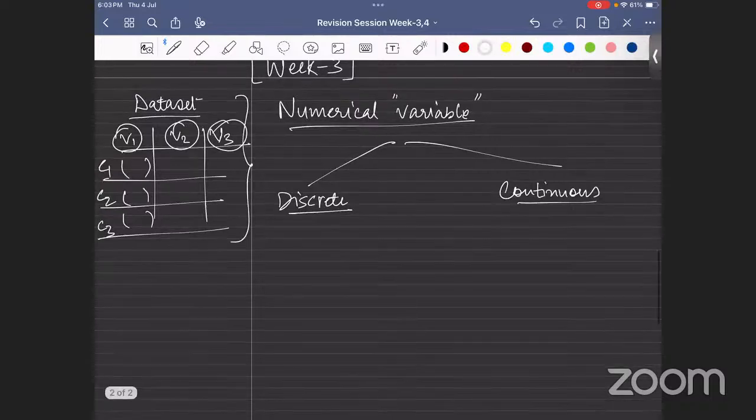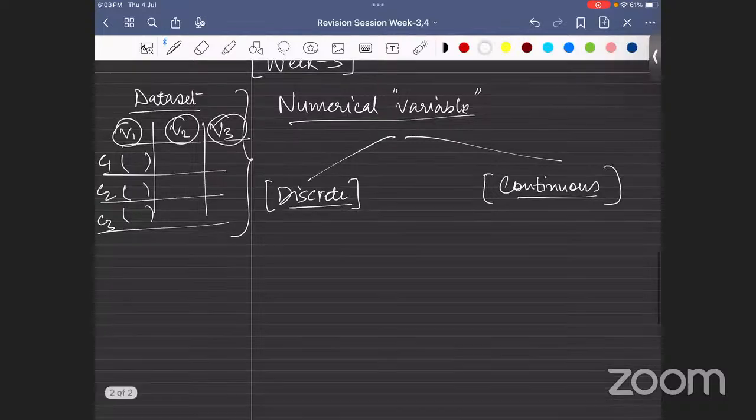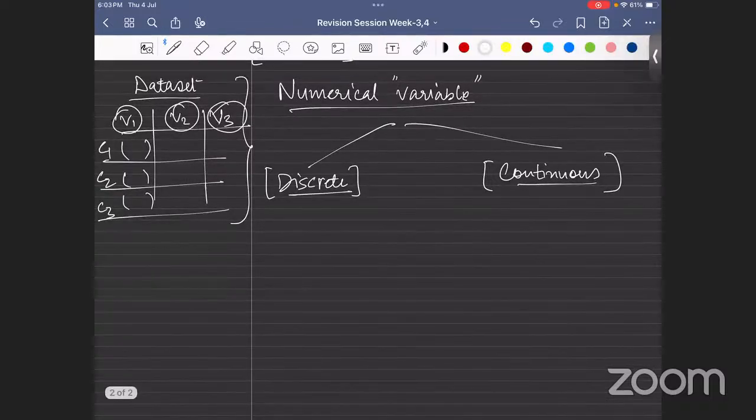Some of the variables can be categorical, where the example is gender. Gender is one of the categorical variables, but here we are just discussing the numerical variable. In the numerical variable you can have a discrete type of variable or the continuous. That's pretty simple, you don't get confused with that. Nobody is going to ask you whether it's discrete or continuous.